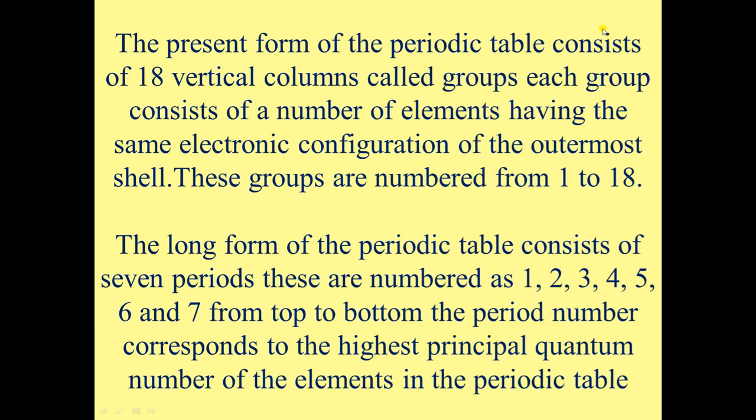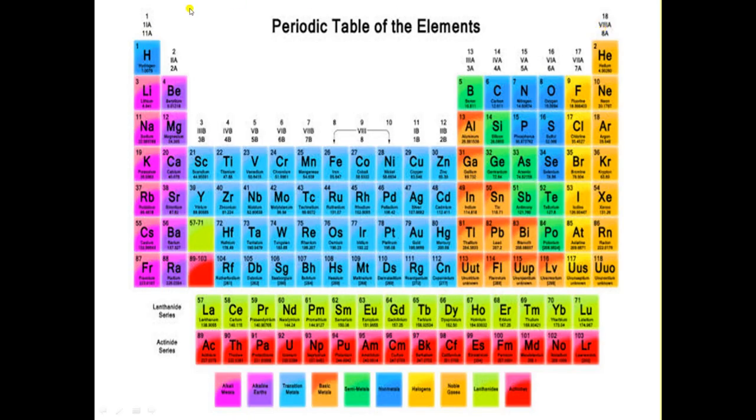Now the present form of the periodic table consists of 18 vertical columns called groups. Each group consists of number of elements having the same electronic configuration of the outermost shell. These groups are numbered from 1 to 18. When we write electronic configuration of the elements which are present in the same group, then you will observe that these elements will have same valence shell electron. You can easily find out when you write their electronic configuration.